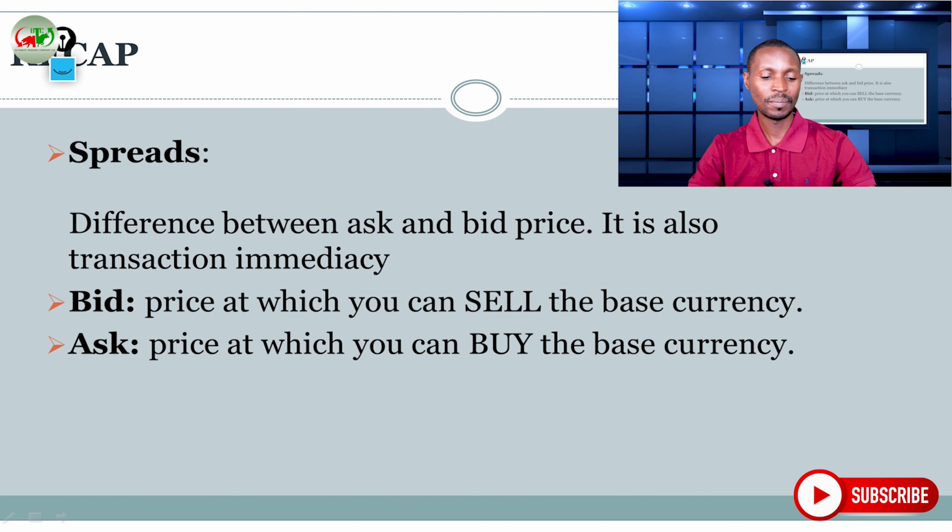We have seen the way they make it: they sell you the currency pair at a higher price compared to what they paid to buy it. And when you sell the currency to them, they buy it from you at a lower price compared to what they sell it for. This difference between the bid and the ask price is what we call transaction immediacy.